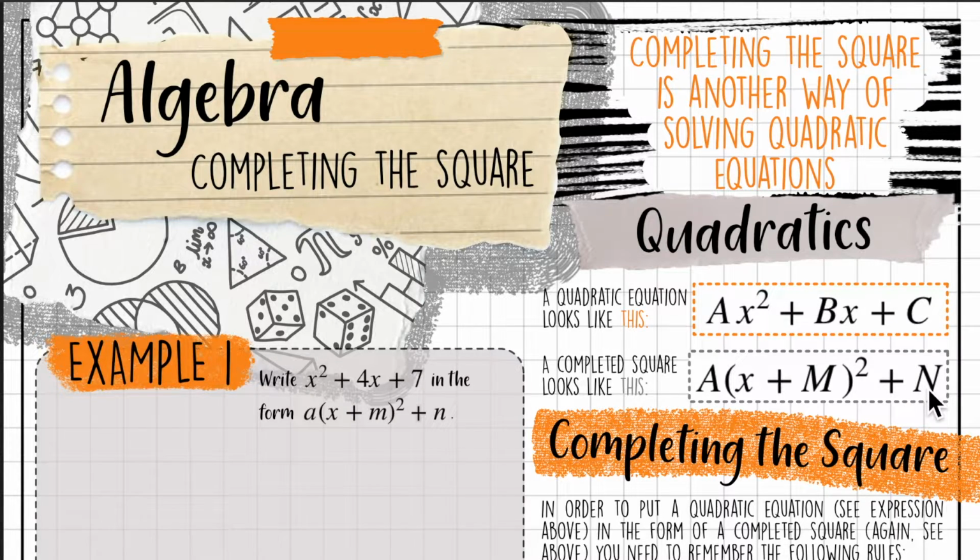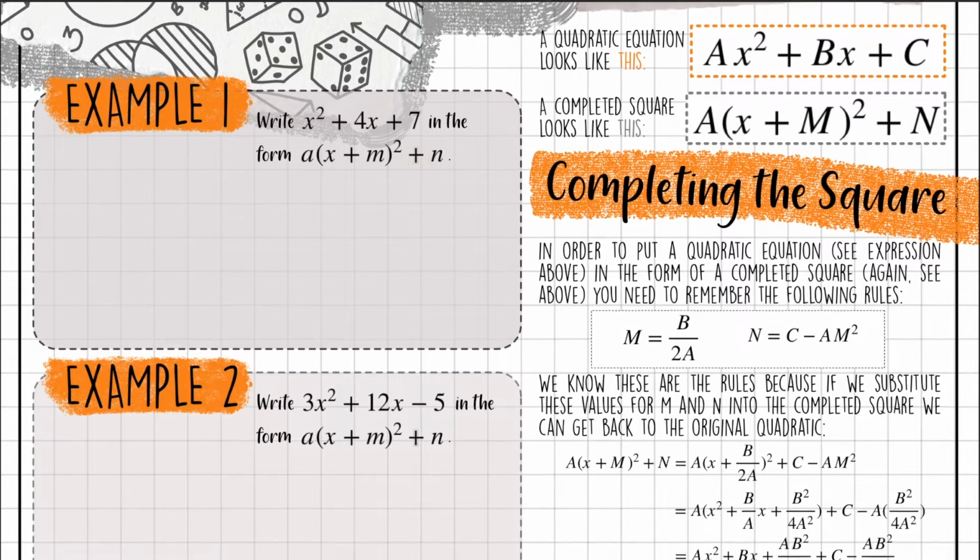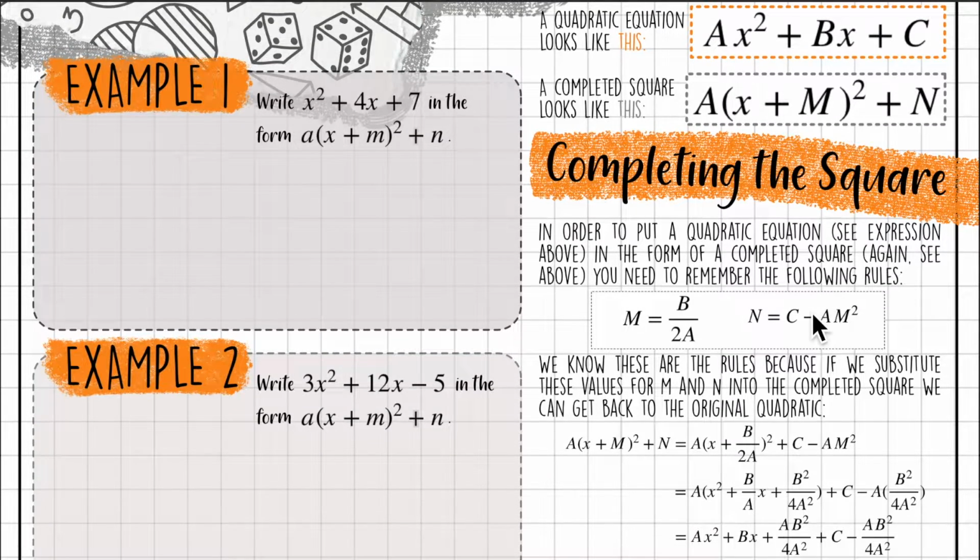Let's go over them. The first rule is that easy. I haven't even written it down. It just says that capital A is equal to capital A. That is, this number here, capital A, will always be this number here, capital A. So you can just go ahead and copy these numbers when you have this quadratic and you want to get it in completed square form.